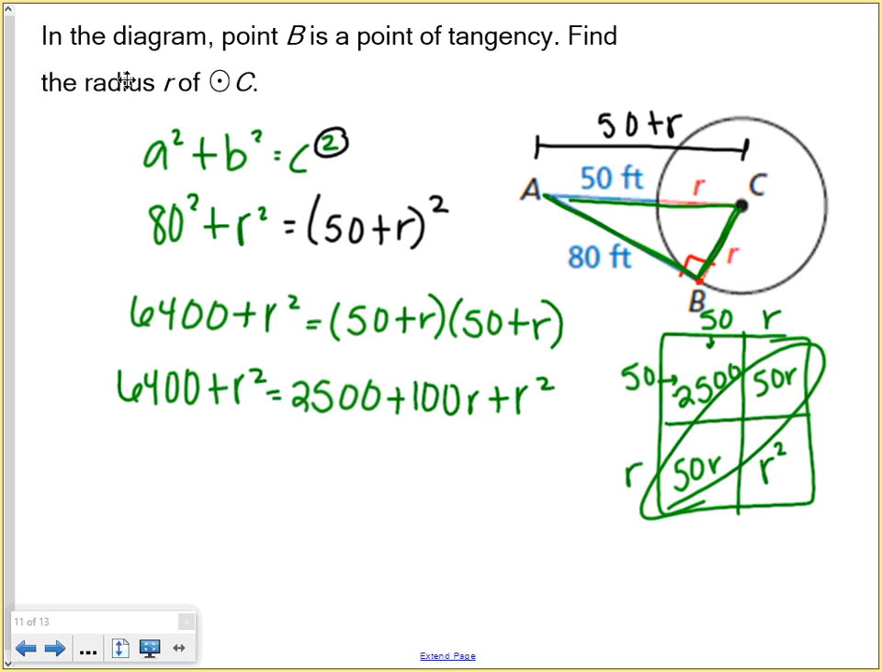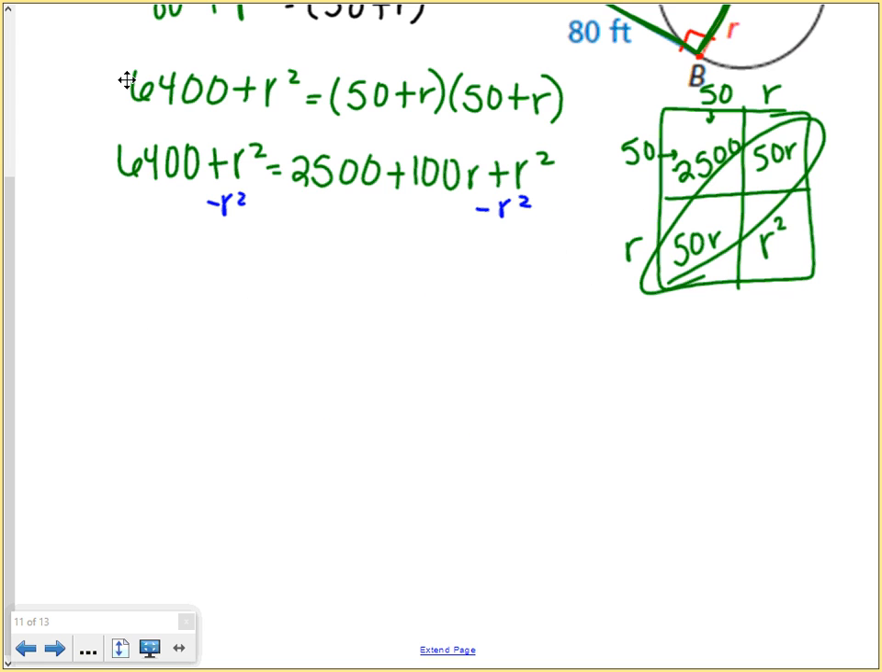Now, this looks like a lot, right? Like, how am I going to solve this equation? There's so much happening. But what's on both sides of the equation right now? R squared. So guess what? We get to take it away, which makes it a little bit nicer. So now we have 6,400 equals 2,500 plus 100R. Now it looks bad because they're big numbers, but that's just a simple two-step equation.